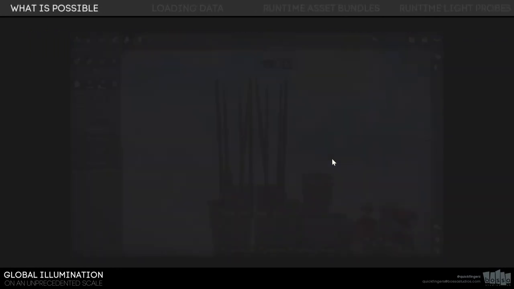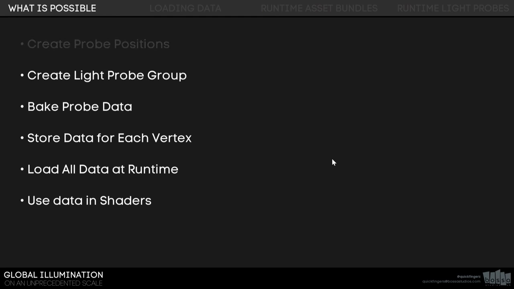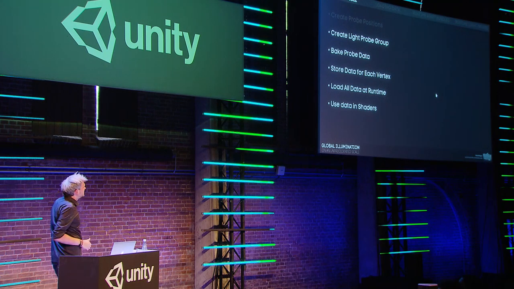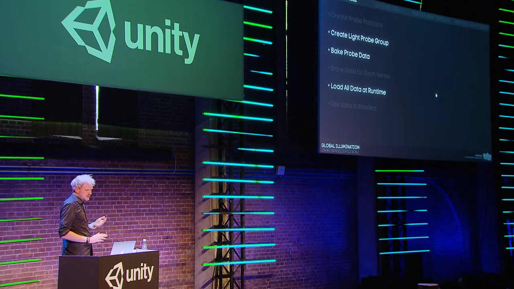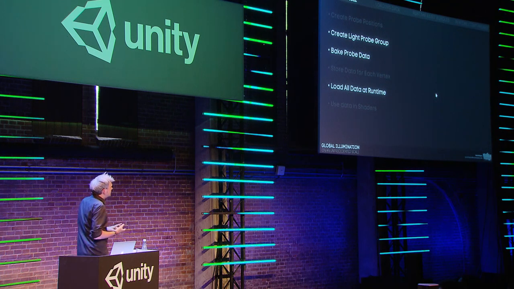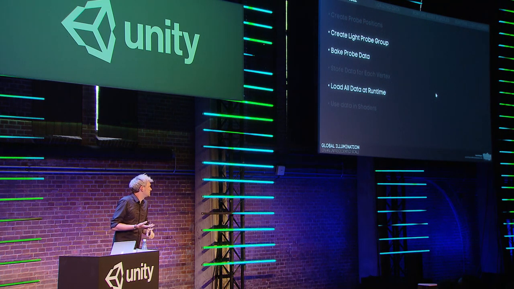It's worth investigating. So first, we'll look at what is possible, what we know we can do in runtime. We can create probe positions. That's just data structures and standard physics. All we're doing there is physics ray casting off the objects to get that light probe list. We can store data for each vertex, because that get interpolated probe call is available at runtime. And if you're writing to textures, you might as well just be writing to memory. It's the same thing. At runtime, you just write to textures in memory. And then we can use that data in the shader. We don't need to change the shaders. That's fixed. So the things that are left are create a light probe group, bake the probe data, and load all the data at runtime.